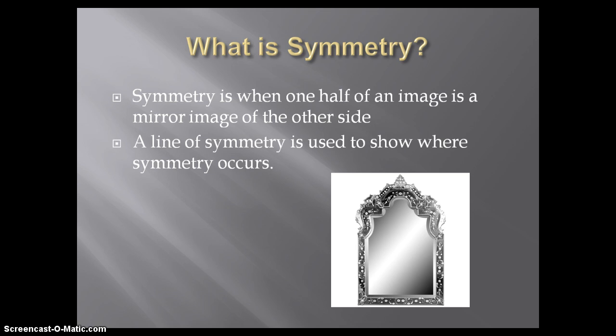Now you might be asking yourself, what exactly is symmetry? Symmetry is when one half of an image is a mirror image of the other side. So, as you can see on this picture of the mirror below, if you were to cut it straight in half right here, and you were to fold it on top of one another, you can see that the outline of the image would be exactly the same from one side to the other. Where you would fold this picture in half is called a line of symmetry.